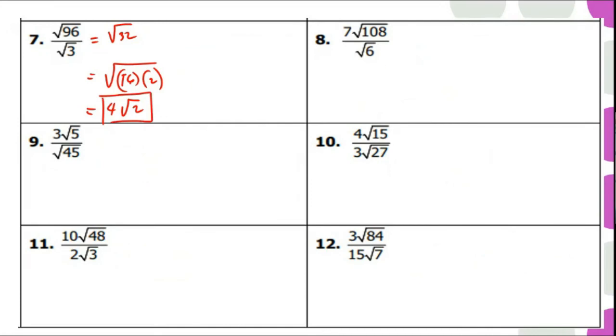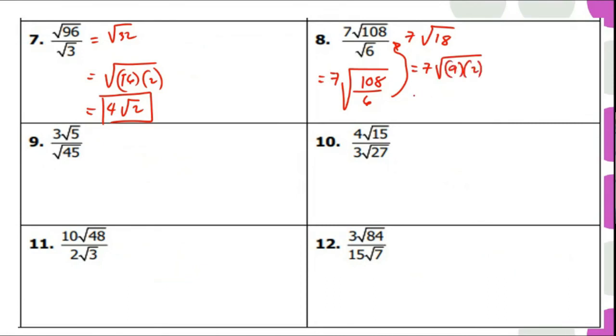With number 8, we can divide 108 divided by 6. The answer is 18. So 7 square root of 18 will be the answer. Or this is simply 7 square root of 108 divided by 6, so we can lead to 7 square root of 18. Simplifying 7 square root of 18, so 7 square root of 9 times 2. So square root of 9 is 3, so 7 times 3 square root of 2. Multiplying 7 and 3, you will lead to 21 square root of 2. The answer now will be 21 square root of 2.